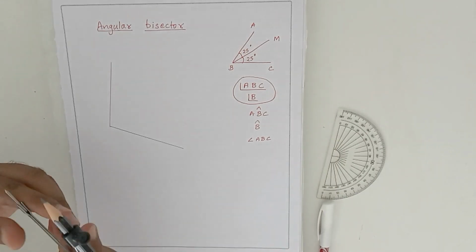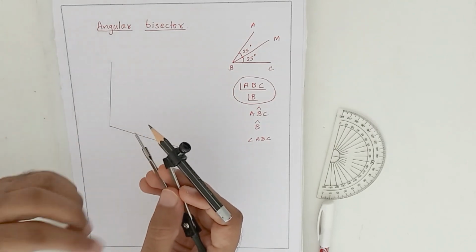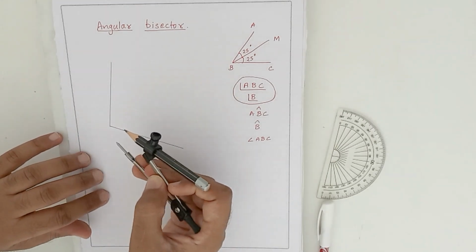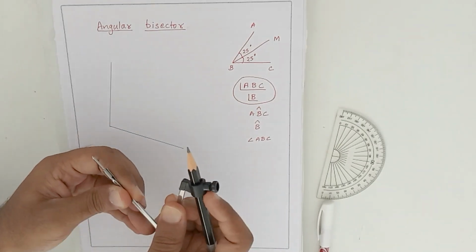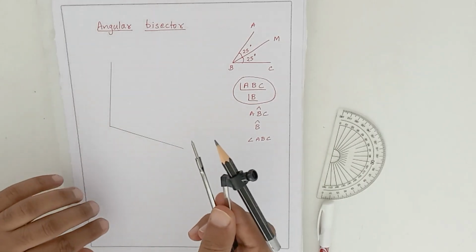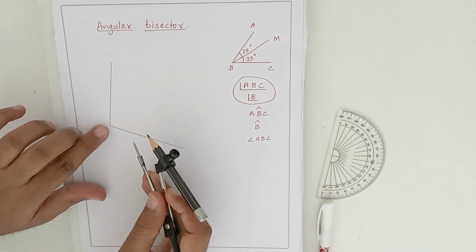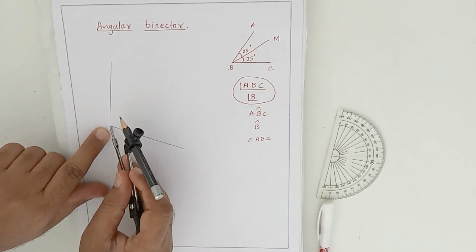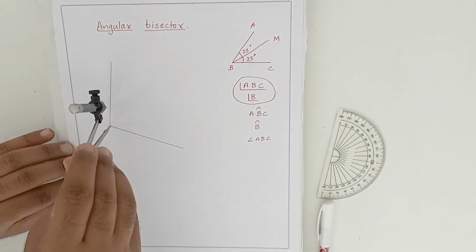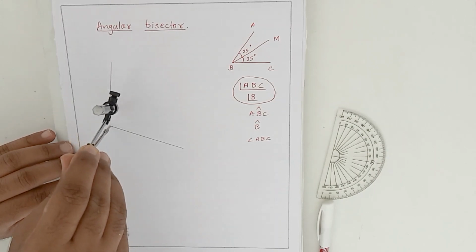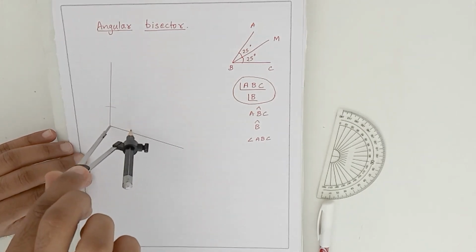How do we do that? Just take any arbitrary measurement using your compass. Sir, can I take more than this, less than this? Yes, absolutely no problem. But you just use your discretion, decide how much you want to extend your compass, this much or this much. Something around this much should be sufficient. Now place the compass tip here at the vertex of the angle. Then using an arc, you need to cut this arm of the angle and then cut the other arm of the angle.